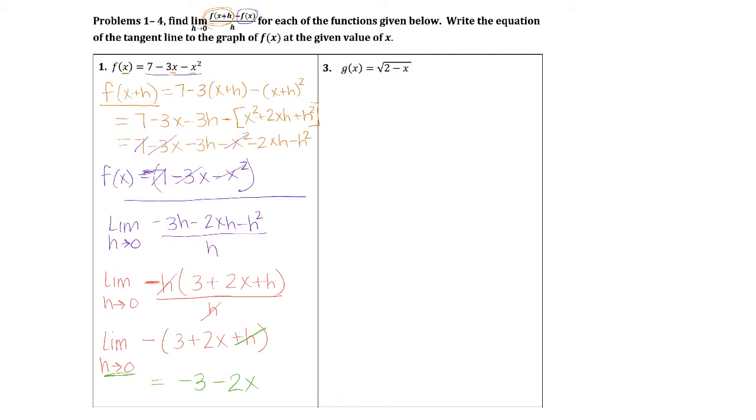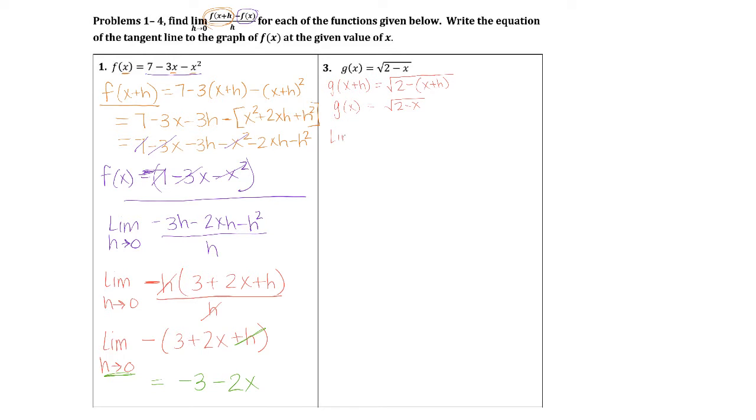And again here, keep in mind what we're going to have to do with this, and I think this one might get very disgusting very quickly. So first thing is we're going to have to find f of x plus h, or in this case, g of x plus h. That's going to be the square root of 2 minus parentheses x plus h. And that's about all we can do for that. And then we're going to look at g of x, and that's going to be the square root of 2 minus x.